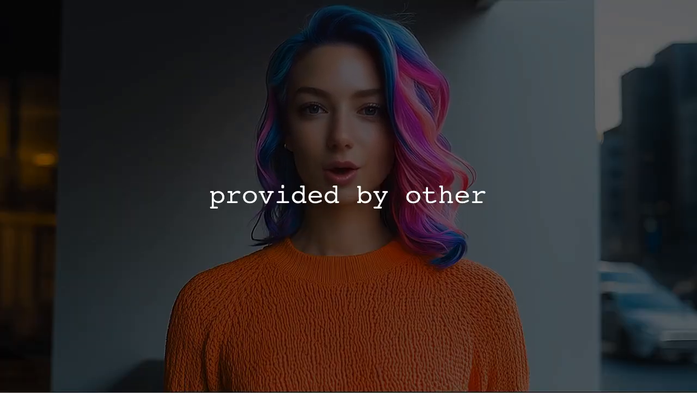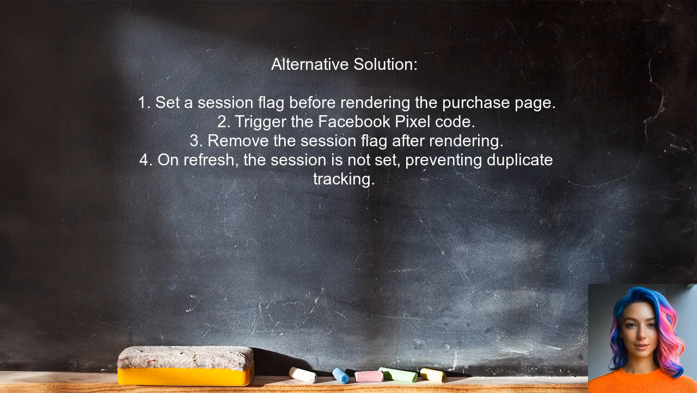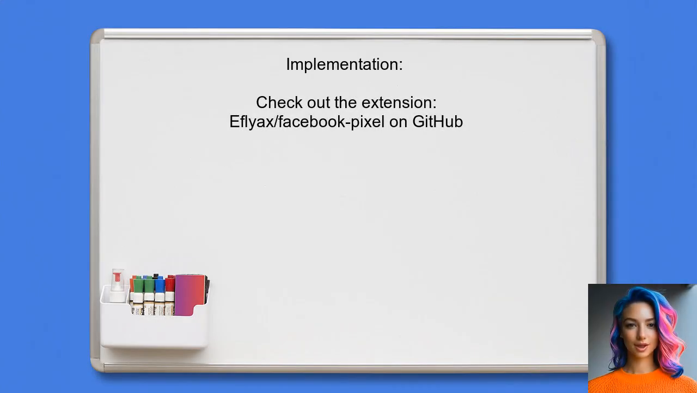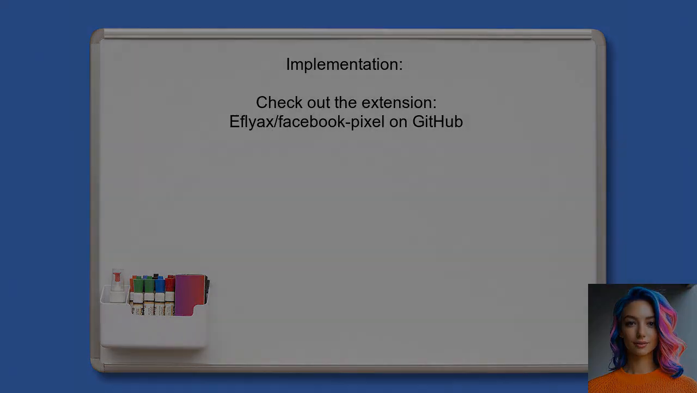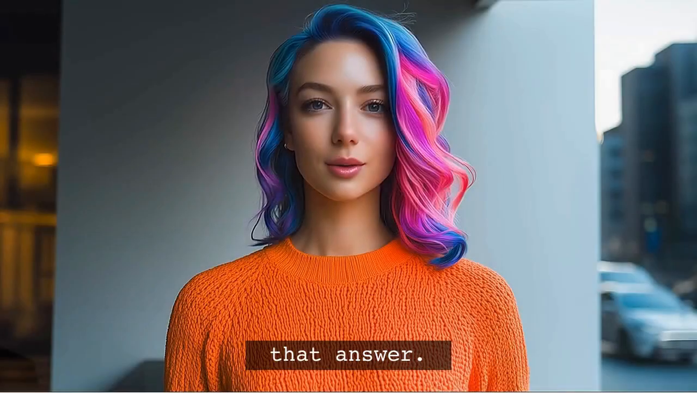Now, let's look at the answers provided by other users. One alternative solution involves using sessions. Before displaying the purchase confirmation page, you can set a session flag to trigger the Facebook Pixel code. After the code is rendered, you remove the session flag. This way, if the user refreshes the page, the session will not be set, preventing the Facebook Pixel from tracking the transaction again. This method was implemented in a user's extension for the Neta framework, which you can find at the provided GitHub link. That's all on that answer.